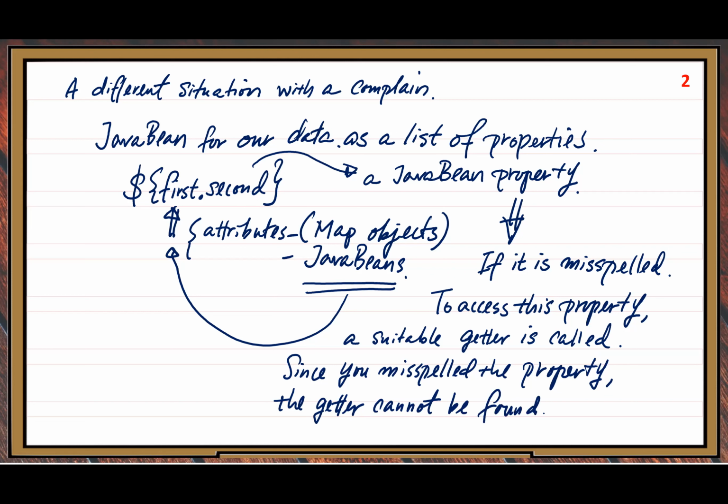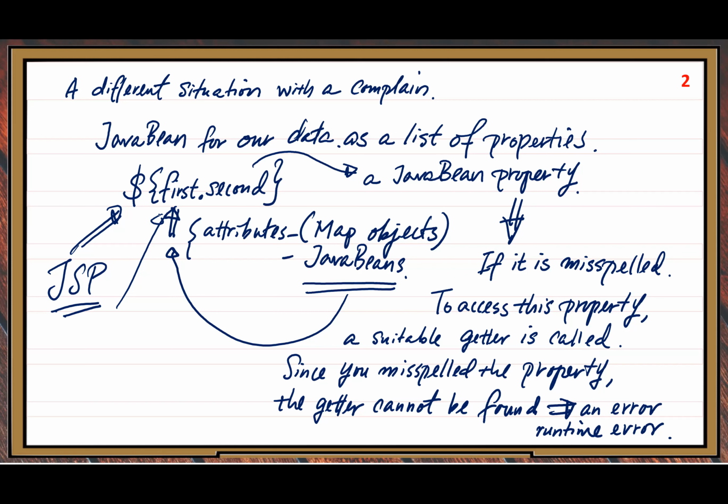On the page, you cannot see anything wrong. On the JSP containing this expression, nothing is wrong, so it cannot be detected before you run this project. But when you access this JSP, you need to retrieve the data. You misspelled the Java bean property, so you call the wrong getter, and you will get a runtime error. That's the situation. That means the EL could give us some error.